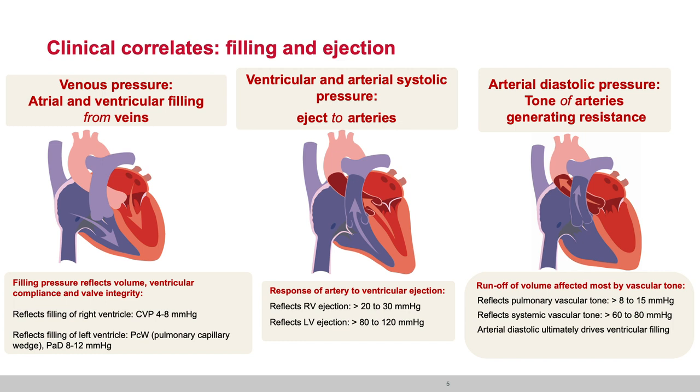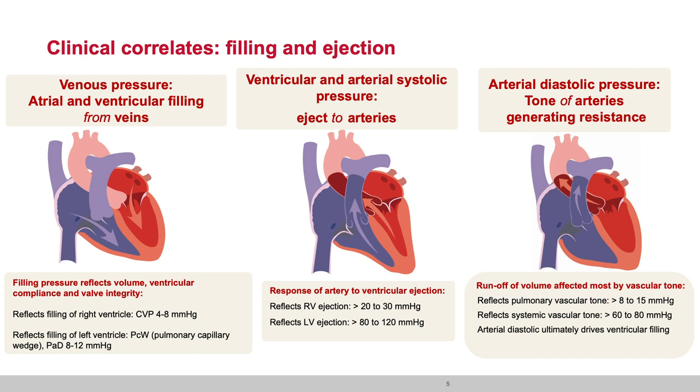And finally, we talk about arterial diastolic pressure, which tells us about the beautiful tones of the arteries. The systemic arteries are highly capable of both constriction and dilation in appropriate manners related to the presence or absence of hypoxia at the distal end of the arterial system. You have a lot of tone in the systemic arteries. There is much less tone in the pulmonary arteries.